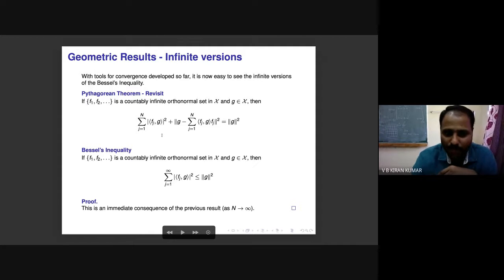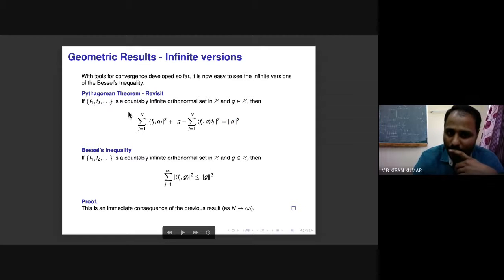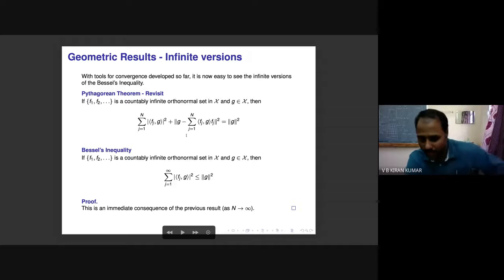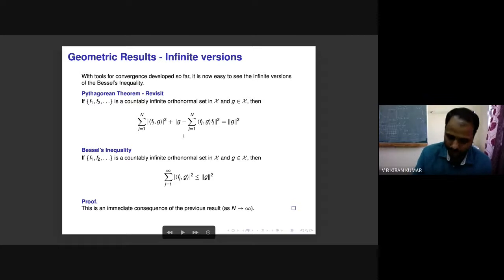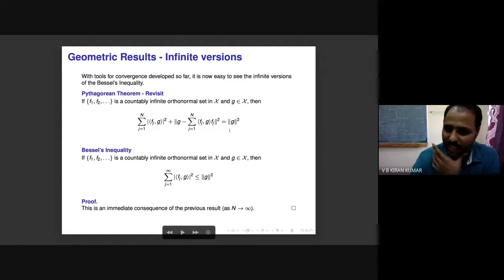Now let me see that. See, this tells you that if you remove this quantity, then this quantity will be less than or equal to this quantity. So summation J equal to 1 to N mod inner product Fj G square will be less than or equal to norm G square for every N. That is very important. Do you agree with that? Yes, sir.